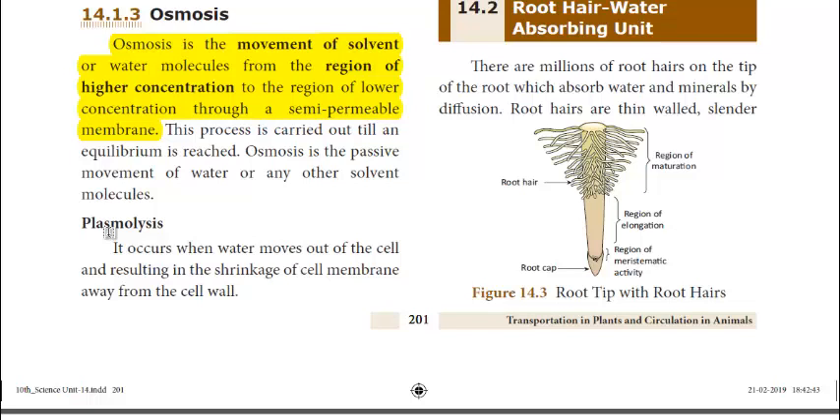A break or a cut or a shrinkage of cell membrane. அதுதான் வந்து plasmolysis. So it occurs when water moves out of the cell and resulting in the shrinkage of cell membrane and away from the cell wall. Okay, so என்ன ஆயிடுது? ஒரு செல்லுக்குள்ள இருந்து அதோட வாட்டர் மாலிகுல் வெளியே போயிடுச்சுன்னா அது என்ன ஆகும்?